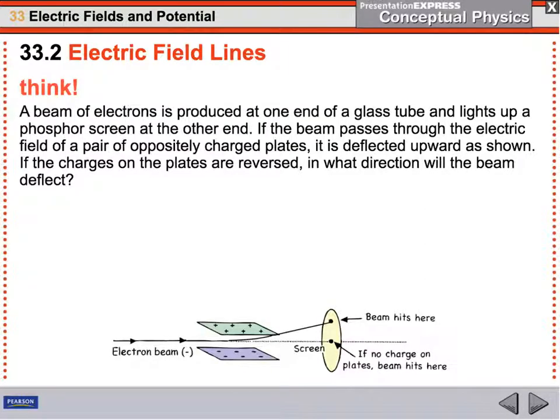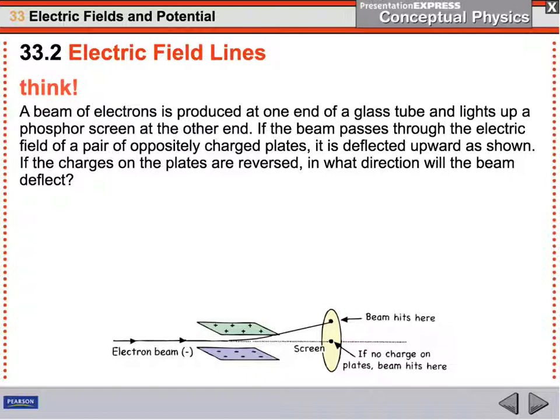A beam of electrons is produced at one end of a glass tube and lights up a phosphor screen at the other end. If the beam passes through the electric field of a pair of oppositely charged plates, it is deflected upward as shown. If the charges on the plates are reversed, in what direction will the beam deflect?